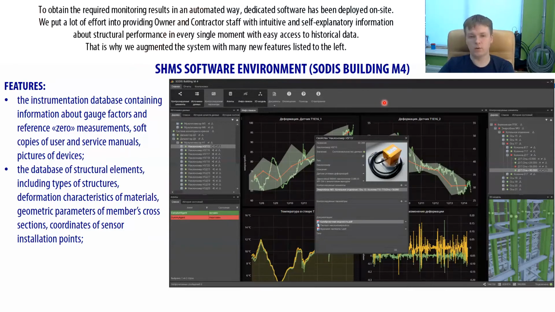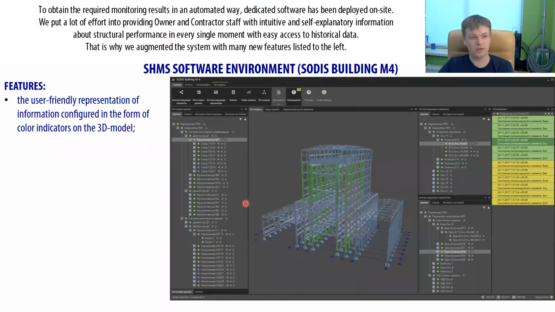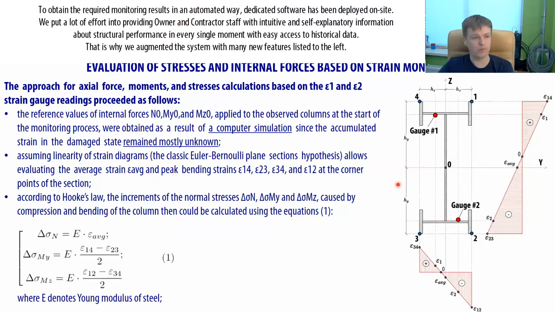We put a lot of effort into providing owner and contractor staff with intuitive and self-explanatory information about structural performance in every single moment with easy access to historical data. That is why we augmented the system with many new features listed to the left: the instrumentation database, the database of structural elements, different procedures for processing raw measurement data, representation in form of time series plots or color indicators on the 3D model.